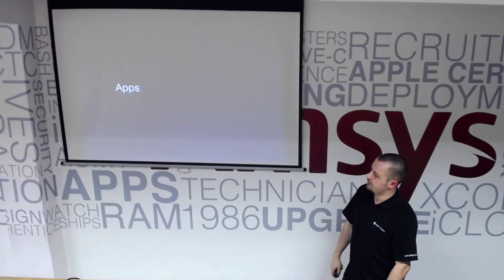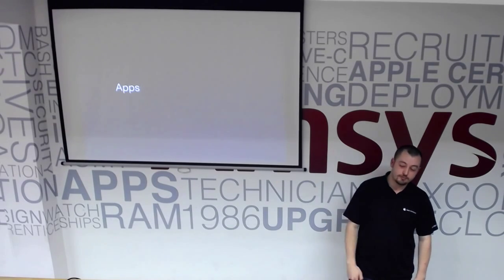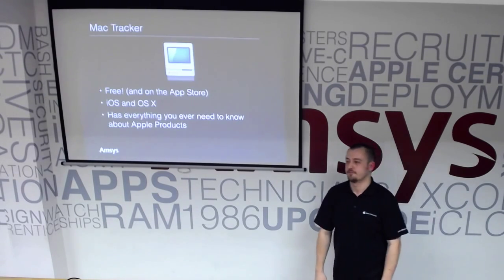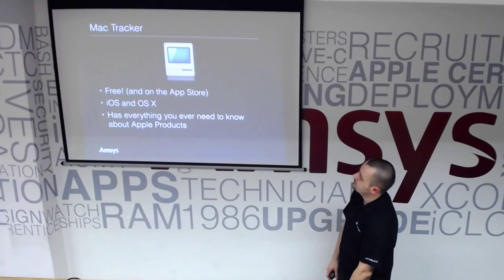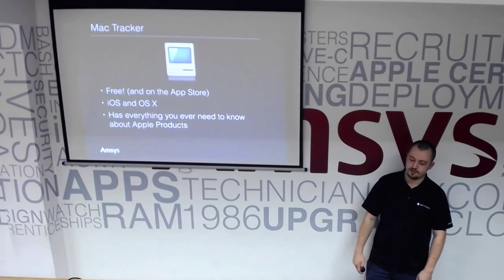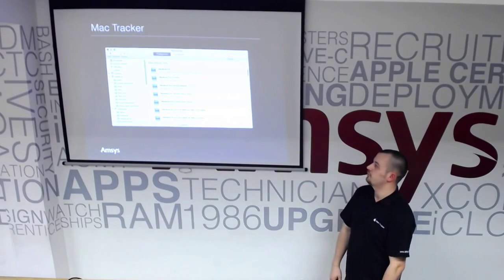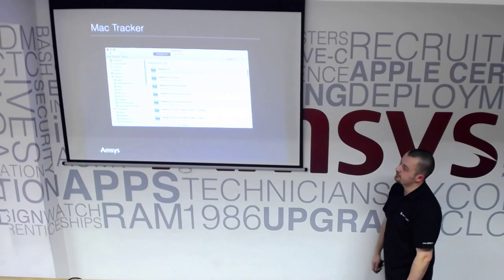So first things first, apps. What apps would be handy for resources? Most of you could probably guess this, but MacTracker. It's got Mac App Store apps. You can download it straight from the website. It's got iOS apps, and it's free. If you want to know something about an Apple product, it's got it. Every Apple hardware product, I believe, and all the OS X and iOS versions, things like that.